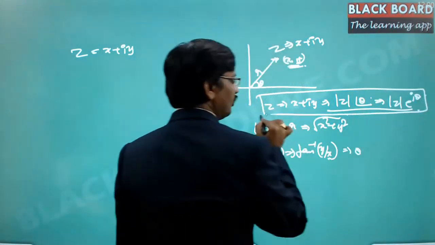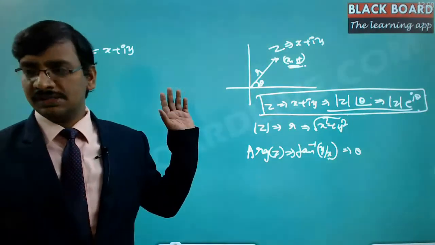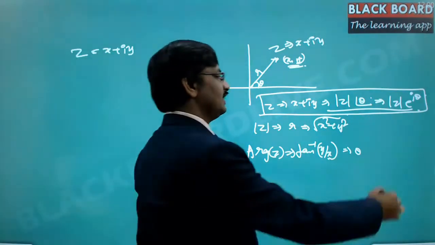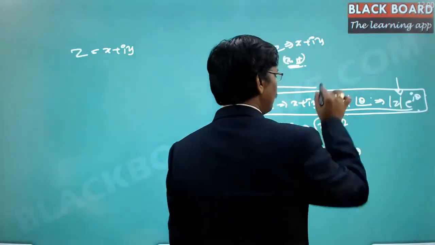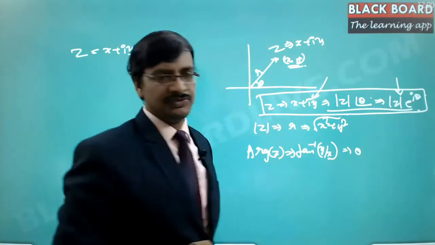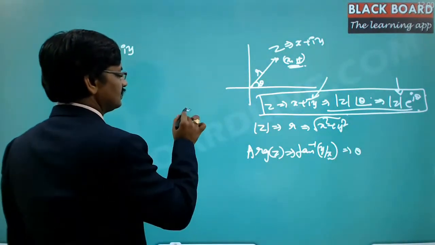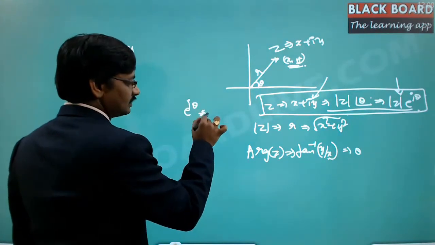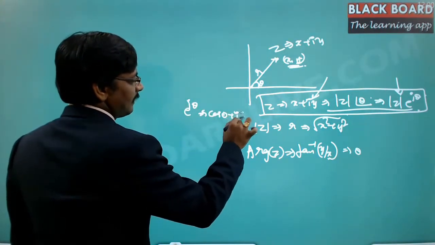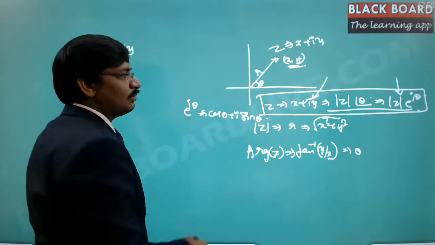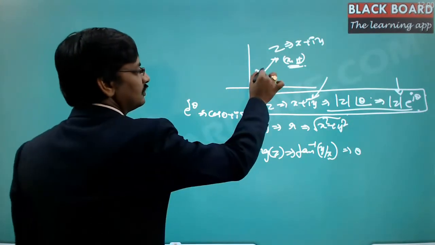So it is up to you how you want to make use of it. The same problem, you can make use of this method and solve it, or you can make use of this method and still solve it. So it will be one and the same. If mod z is equal to 1, then it is simply e power i theta. This is cos theta plus i sin theta. If mod z is equal to 1, meaning this length is going to be 1.